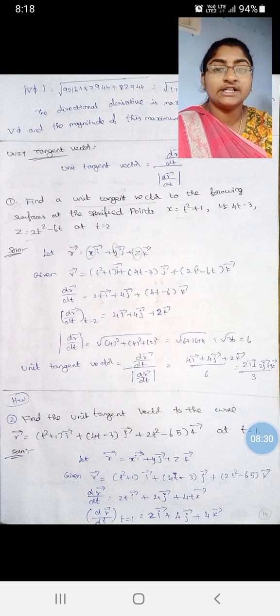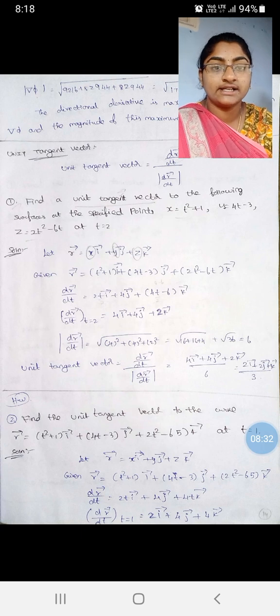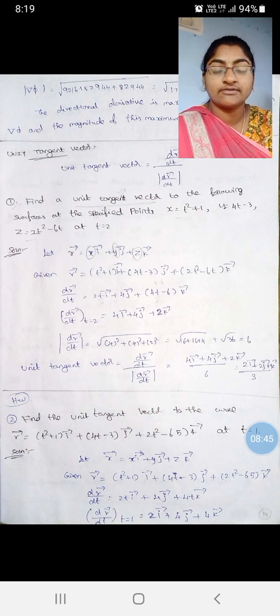Now we have to find the denominator value, that is, modulus of dr vector by dt, that is root of 4 square plus 4 square plus 2 square. Expand it, we get the value root 36. It can be written as 6. Thus the unit tangent vector is equal to dr vector by dt divided by modulus of dr vector by dt. So substitute the values in the numerator and also in the denominator.